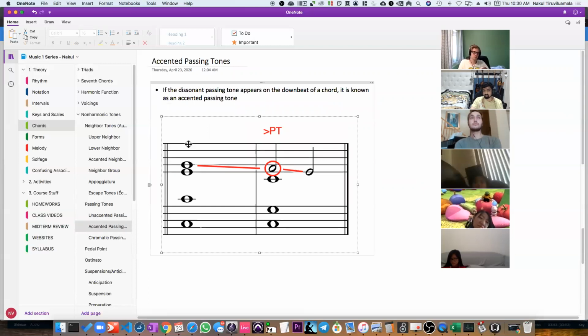The accented passing tone example, we were just talking about this. I guess from some definitions you could call this an appoggiatura if it's grace noted that way. But if the dissonant passing tone appears on the downbeat of a chord, okay? It's known as an accented passing tone.